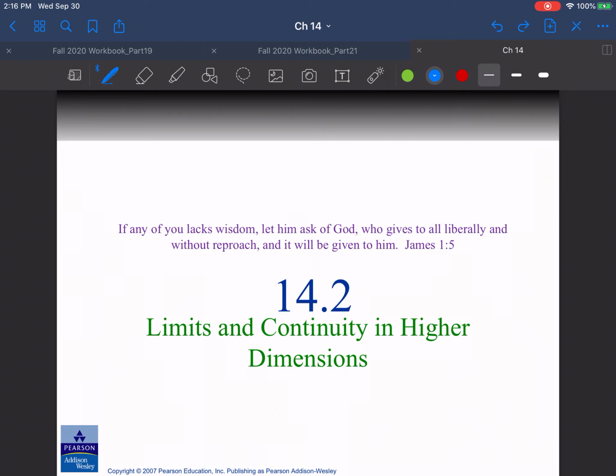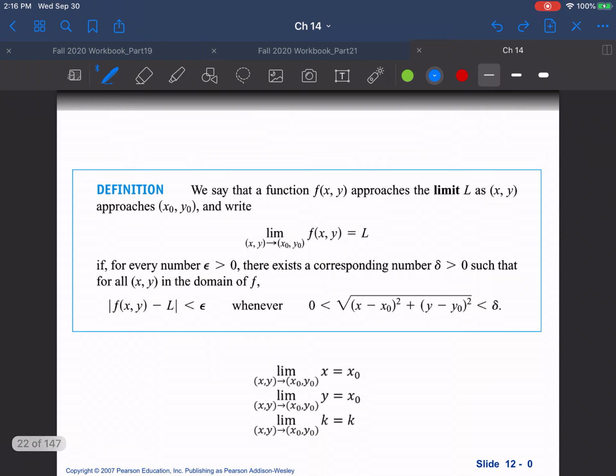So, limits and continuity in higher dimensions. We can say that a function f of xy approaches the limit L as xy approaches x naught y naught, and write this limit here: the limit as xy goes to x naught y naught of f of xy equals L, if for every number epsilon greater than 0, there exists a corresponding number delta such that for all xy in the domain of f, the magnitude of f of xy minus L is less than epsilon whenever the square root of x minus x naught squared plus y minus y naught squared is between 0 and delta.